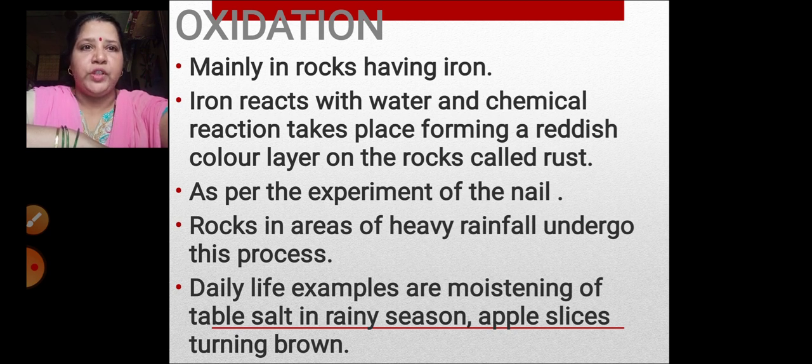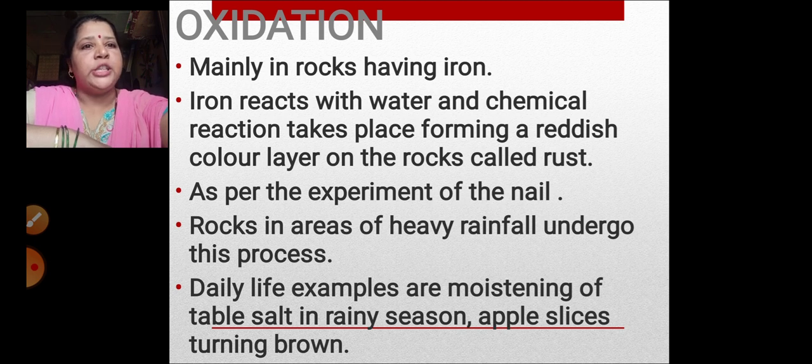Iron reacts with water. Where is iron? Iron is in the rocks. What is happening to the iron in the rock? It is reacting with water and a chemical reaction is taking place, because of which we could see the reddish color layer on the rocks called rust.